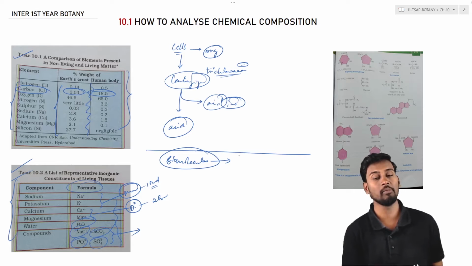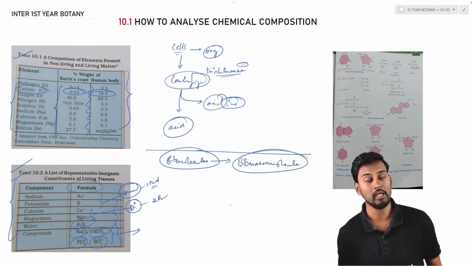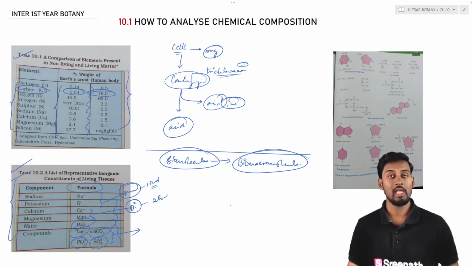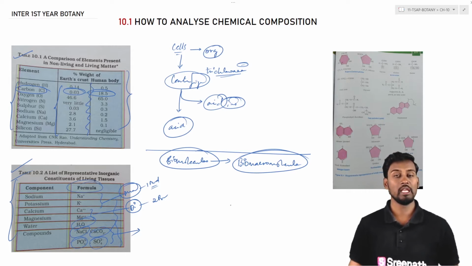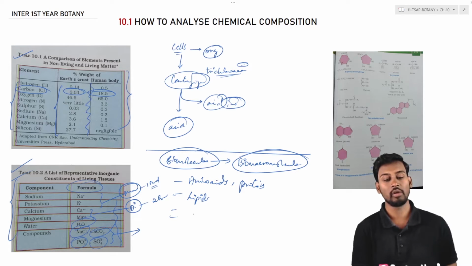We can also call biomolecules by another name, that is, biomacromolecules. What are biomacromolecules? These molecules are abundant in nature and they are macro in size, so they are called biomacromolecules. Among biomacromolecules, we come across different kinds of molecules. The amino acids and proteins are one category, and next are the lipids, followed by the carbohydrates, that is, the polymers of carbohydrates, and nucleic acids.